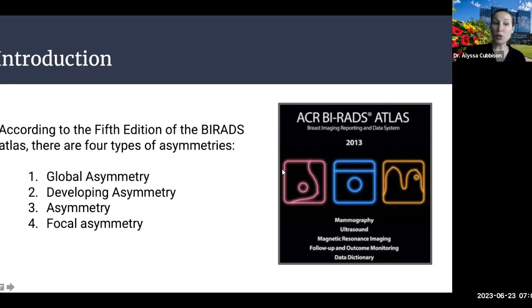According to our BI-RADS Atlas, there are 4 categories of asymmetries. There's global asymmetry, a developing asymmetry, a true just asymmetry, and then focal asymmetry. We will go through all of these if you're not familiar with these terms.